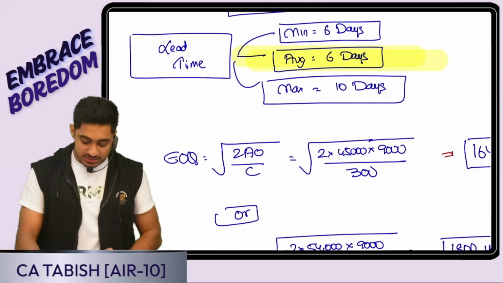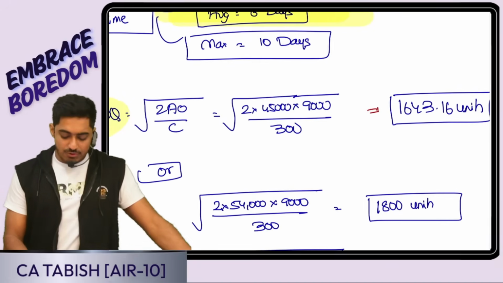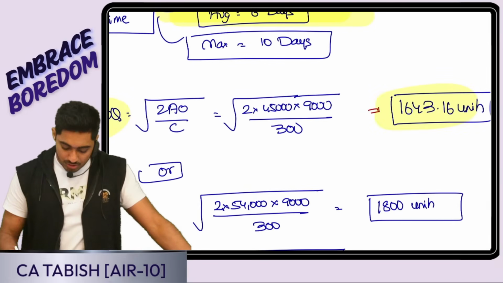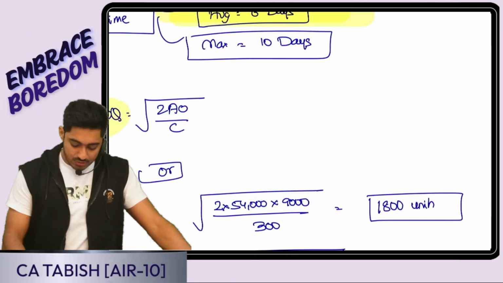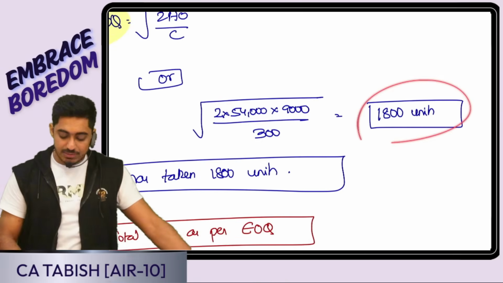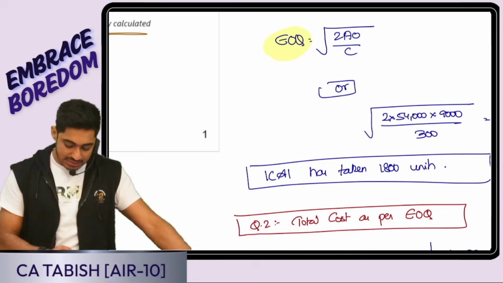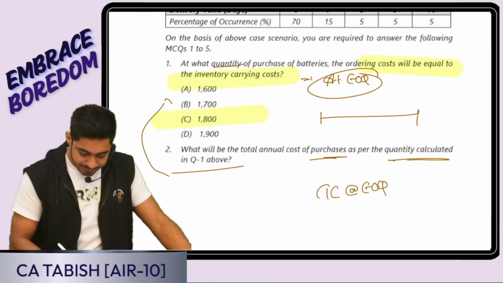Once we have got this first requirement, EOQ anyway I can calculate, square root of 2AO divided by C. I have all my data. My EOQ will be coming to, sorry, this is the wrong answer. This we should not be doing. Okay, this we should be doing. 54,000 is the annual requirement. Yes or no? So I'll be getting my EOQ as 1,800 units. Okay, fine. First one is going to be option number C. Great, boss.